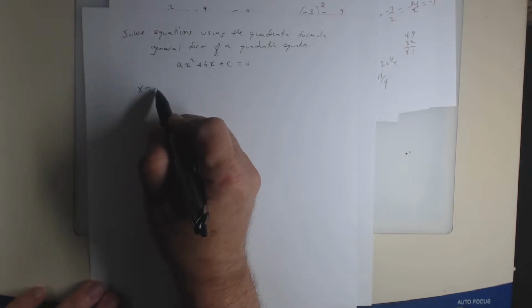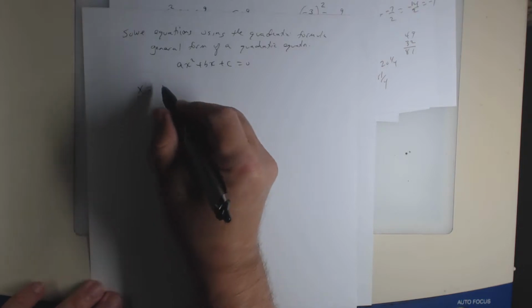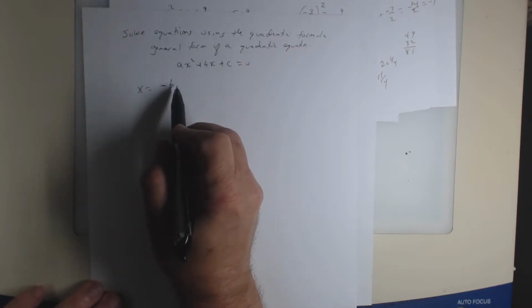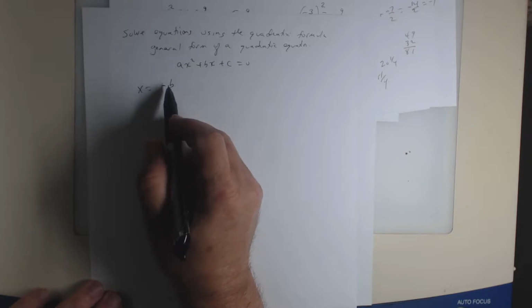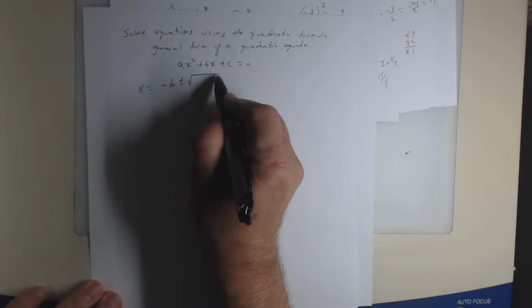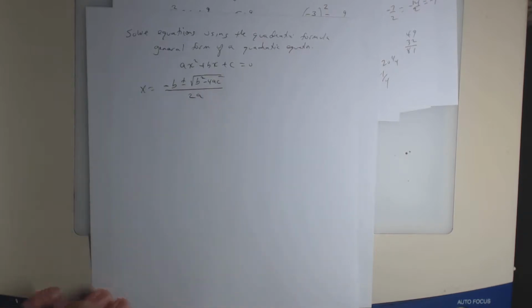x equals, I'm using x because that's my variable, so it's whatever your variable is. So x equals the opposite of b. That's what this says, the opposite of b. So whatever b is, you take the opposite of it, plus or minus the square root of b squared minus 4ac all over 2a. So the opposite of b plus or minus the square root of b squared minus 4ac all over 2a.